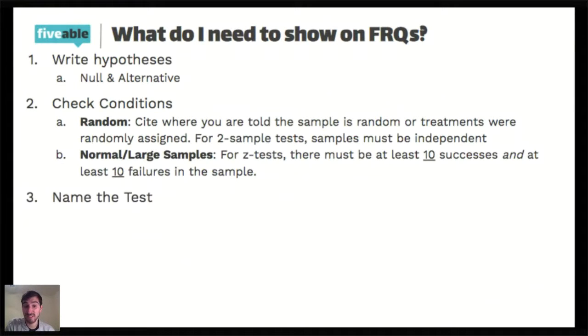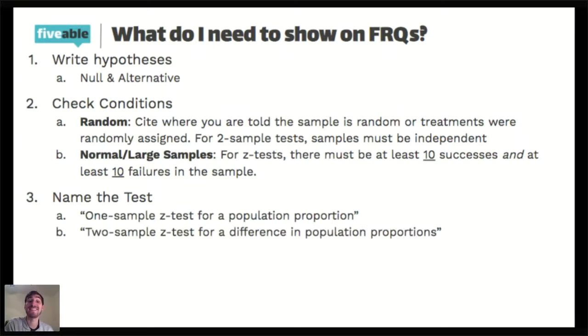You then got to name what the test is, okay? And the way to name the test is how many samples is it, what letter am I using, and what parameter am I estimating? So 1 sample z-test for a population proportion, or 2 sample t-test for a difference in population means. How many samples? Letter of the test, z or t, parameter that you're trying to estimate. 1 sample z-test for a population proportion. And if it's a 2-sample test, you're probably looking for a difference in proportions.